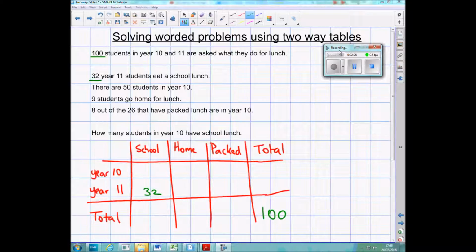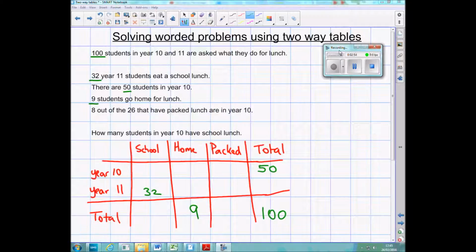The next bit of data tells me that there are 50 students in year 10. So this is in the year 10 row, and it is the total number of year 10 students. So I'm going to put 50 there. The next one tells me that there are 9 students that go home for lunch. So this again is the total, but it's of the column row. So I'm going to put 9 as the total for home.